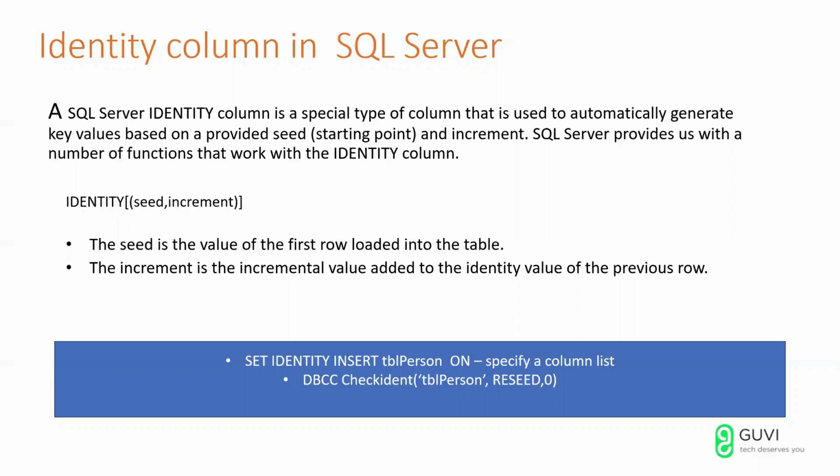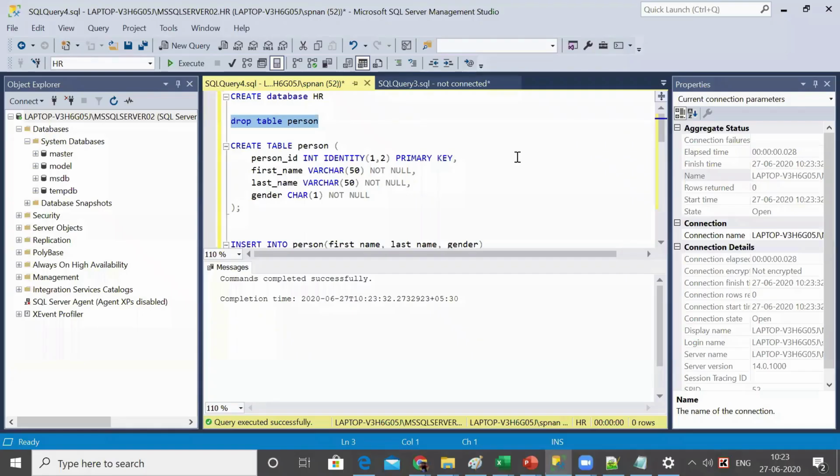Let's jump into the demo straight away. In the demo section, I'm going to show 3 examples of how to use identity values in a column. First, let me create a table person. I'm going to give the column person ID as an identity column. I'm going to give the seed value as 1 and the increment value as 2, and I'm keeping it as a primary key. I have first name, last name, gender also being created for this table. Let me create this table first.